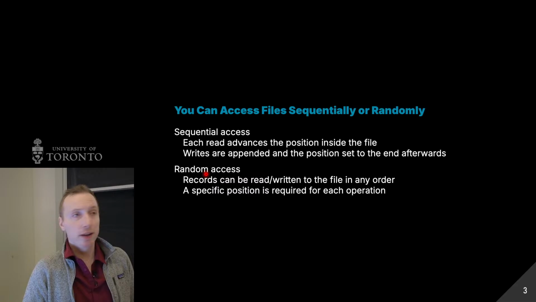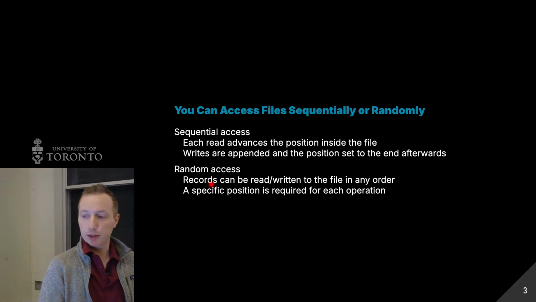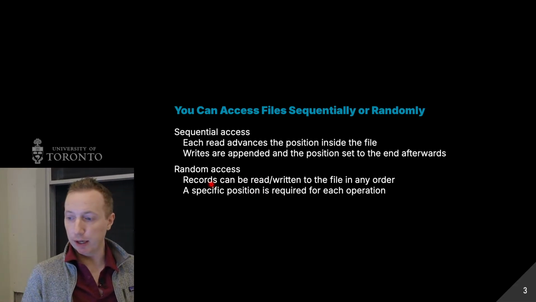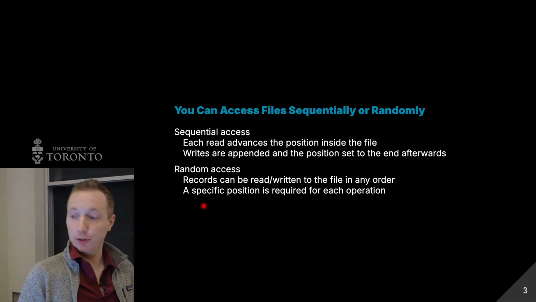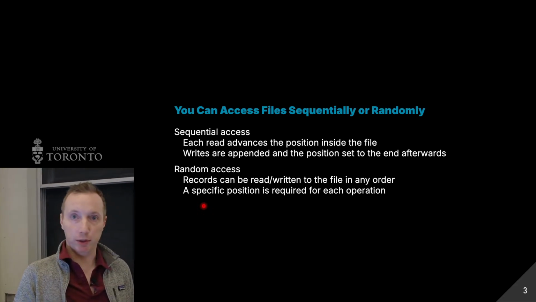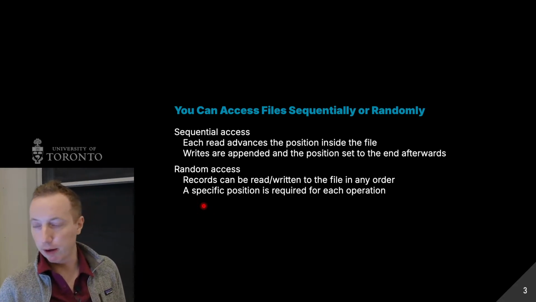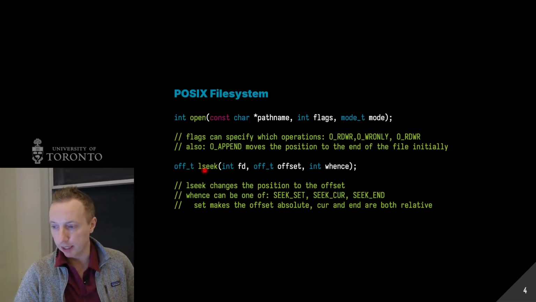So there is a way to do random access to a file, which I will show you. You can just read and write at any location in the file if you really want. And to do that, well, you actually have to change this position. So you are actually indicating which byte you would like to read or write from. So that is another system call that we haven't got into quite yet.